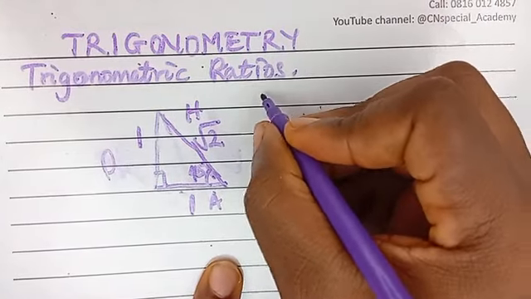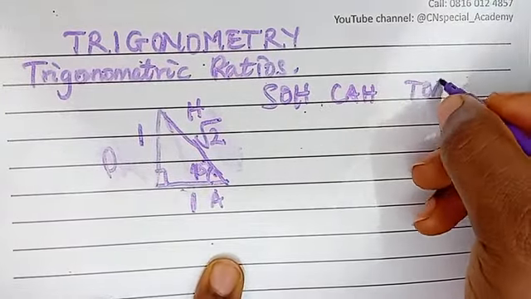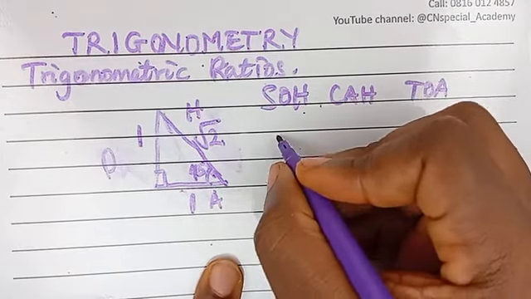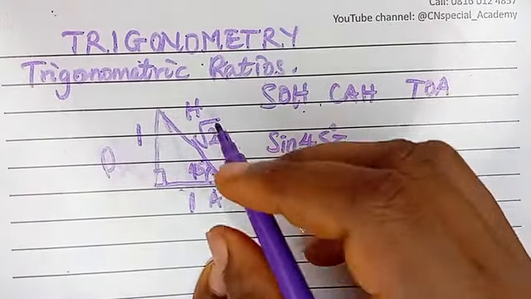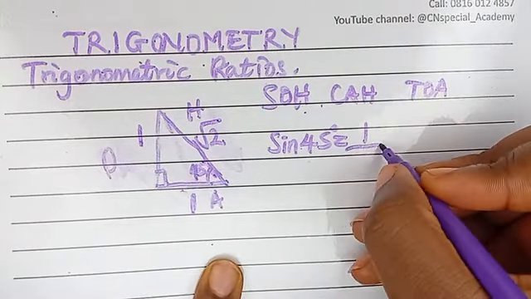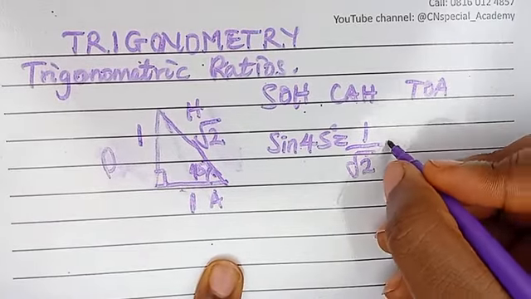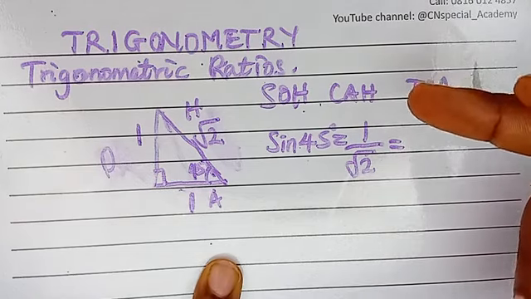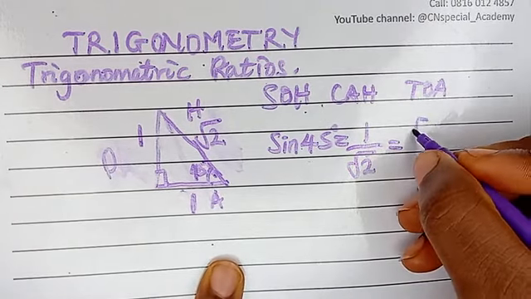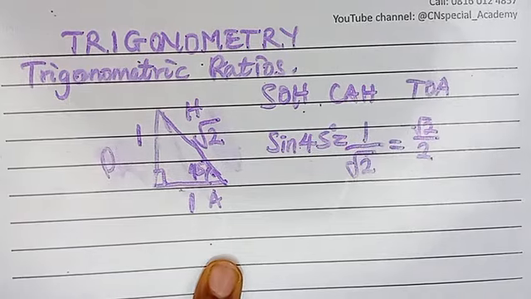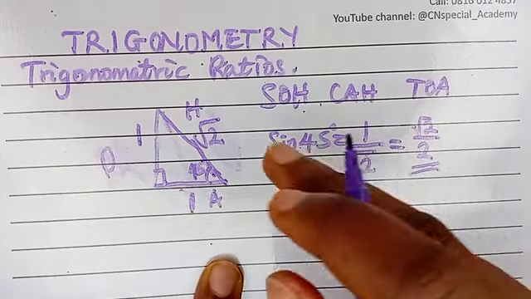Now let's look at sine. Let me write out sine of the angle 45. Sine 45 is equal to opposite, which is 1, over hypotenuse, which is root 2. And if we rationalize this, that means multiplying both the numerator and the denominator by root 2, we'll have it as root 2 over 2. So this is the basic ratio for sine 45.